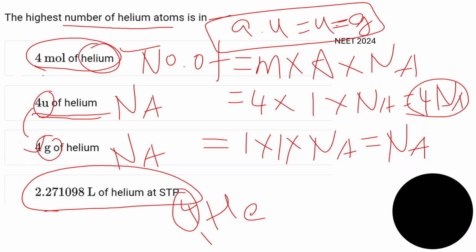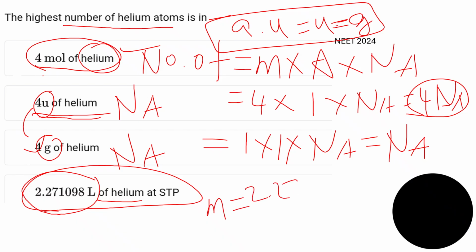In the last option, we need to find the number of moles. The number of moles is very simple in the fourth option because they have STP. STP means standard temperature and pressure. At standard temperature and pressure, every gas, which means every ideal gas, occupies 22.4 liters. In this case of helium, it occupies 2.271. So what is the mole? The number of moles is nothing but 2.271 divided by 22.4. It will give 0.01.